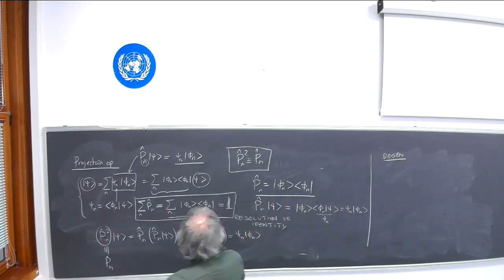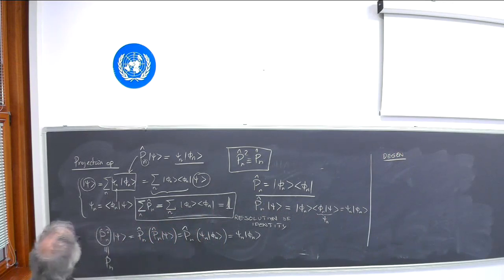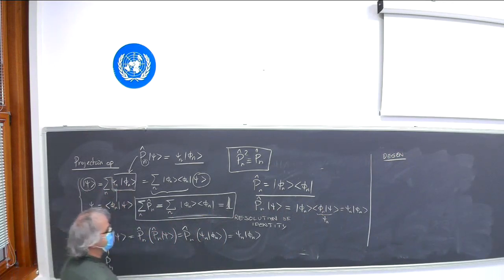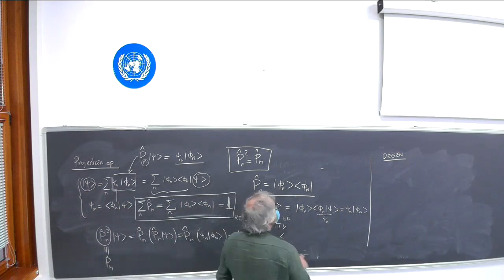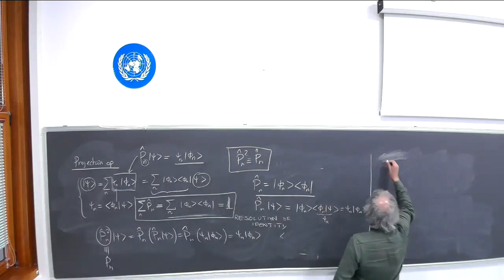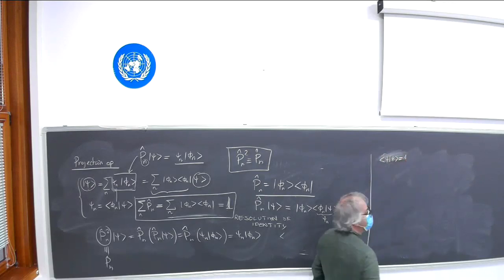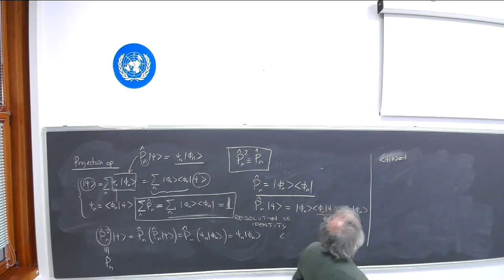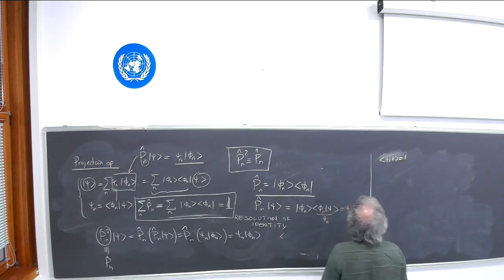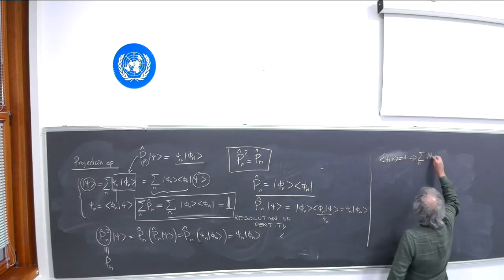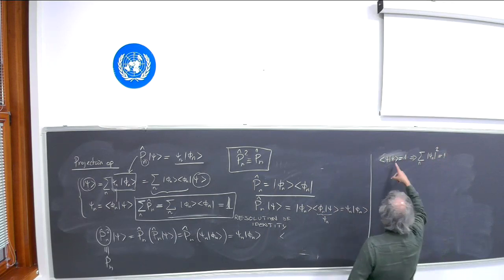No, let me first do one more thing, which is the following. If psi is given by that expression, the fact that psi is normalized can be proven in one line: it implies that the sum over n of the component squared, summed over all n, should be equal to 1. Proof.